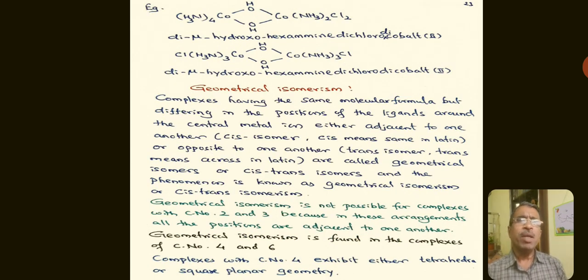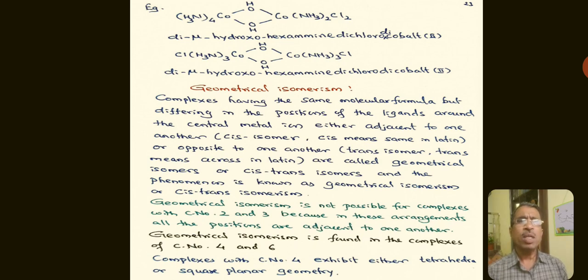Given an example here. So the first one is the dimehydroxo hexamine dichloro dicobalt 2. So in this bridged complex, the first cobalt is attached to 4 ammonia molecules and the second bridged cobalt ion is attached to 2 ammonia and 2 chloro ligands.